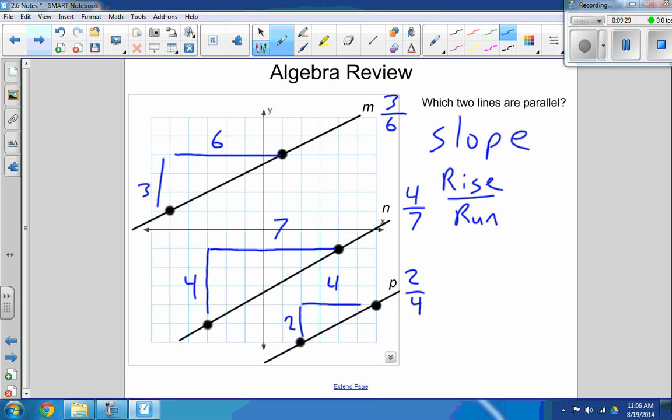Well, looks like none of my slopes ended up matching. So are any of them parallel? Yes, 2 of them are parallel because I can simplify my fractions. 3 over 6 is really 1/2. 2 over 4 is really 1/2. And so the lines that are parallel are m and p. They have the same slope. Thus, they are parallel. And that is the end of this lesson.